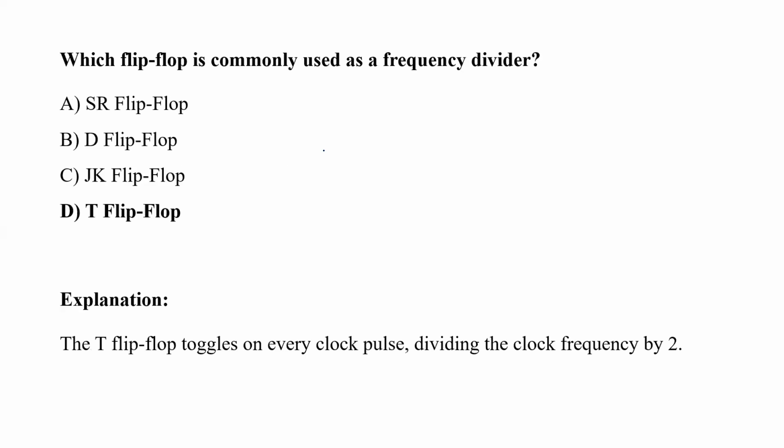And which flip-flop is commonly used as a frequency divider? So here it's working as a T flip-flop. T flip-flop, it's a toggle switch. Toggle switch means, you know, an on or off switch. The same switch will give on or off. Yes, it toggles on every clock pulse, dividing its clock frequency by 2.